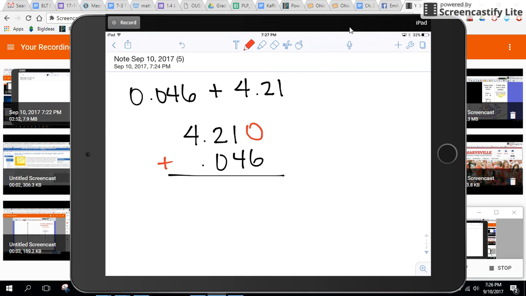Alright, so I'm going to add up and down. I have 0 plus 6 is 6, 1 plus 4 is 5, 2 plus 0 is 2. Decimal point falls straight down. This is not like multiplication where we have to move it. And then 4 plus essentially nothing is 4. And this would be our answer.